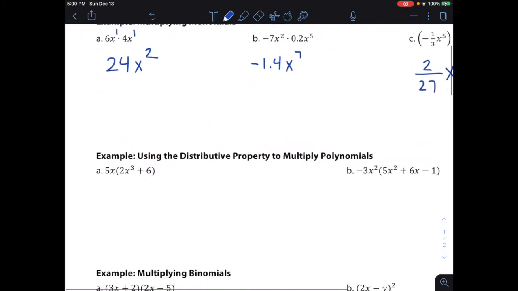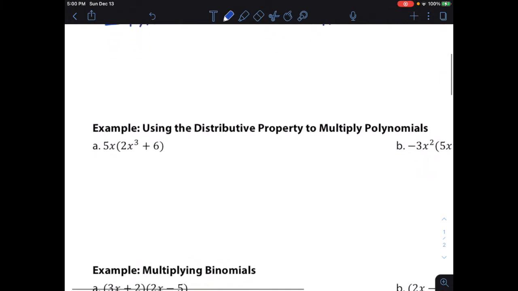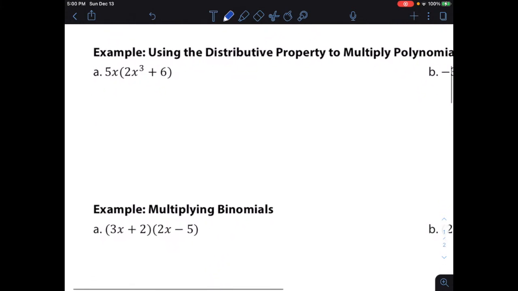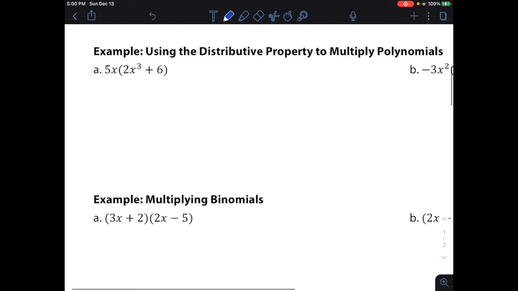All right, here we go. Distributive property to multiply polynomials. All right, so here we go. A little bit of product rule on steroids, but not too bad yet, because we're just multiplying one thing by the two things on the inside.